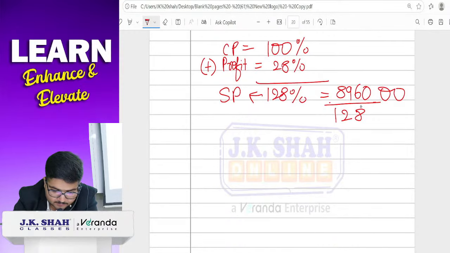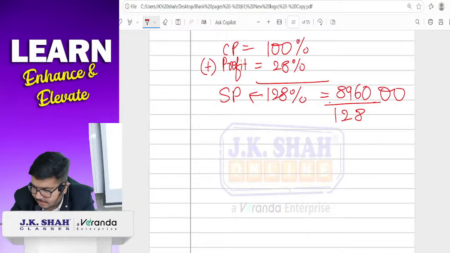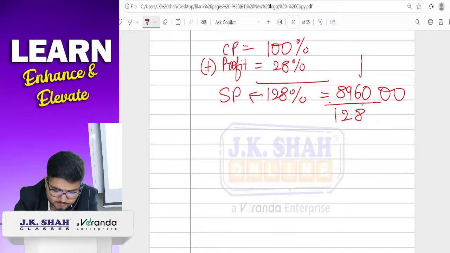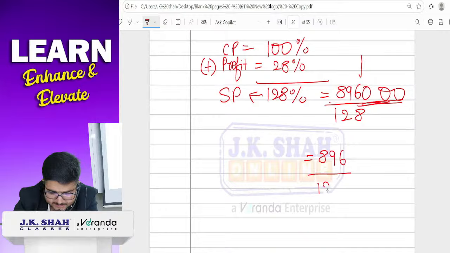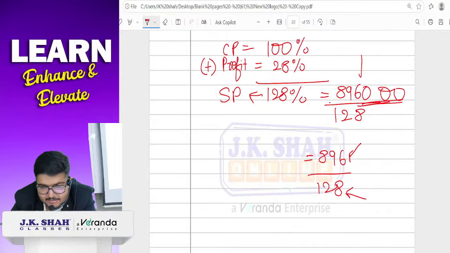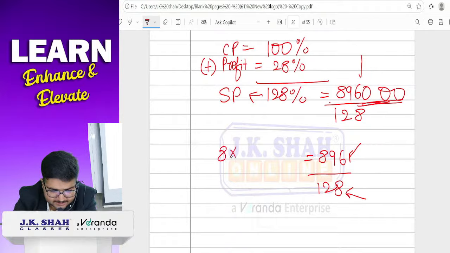For this you need to understand maths a bit more. Here you can ignore the three zeros. Focus on 896 divided by 128. Here the last digit is 6. Now you have to check in the table of 8 when the last digit is 6. When will it be that the last digit is 6? In the table of 8, there are two times: 8 2s are 16, 8 7s are 56.